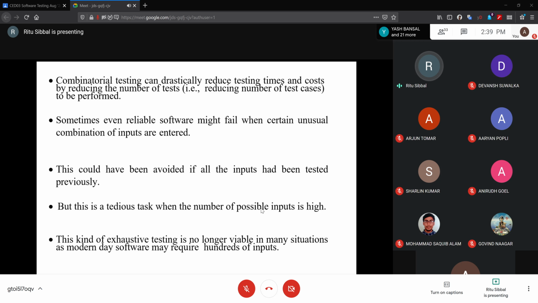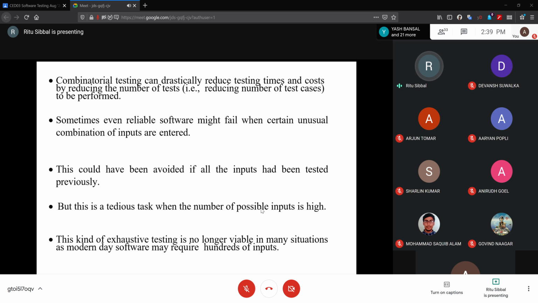So we cannot do exhaustive testing, where you run cases with every single input. It will take many years to test one software itself. So this kind of exhaustive testing is no longer a feasible solution in many situations, in the case of modern software where the number of inputs goes into the range of hundreds and thousands.